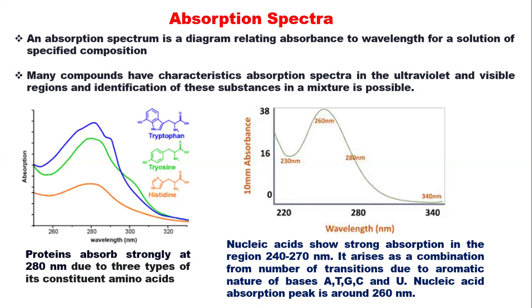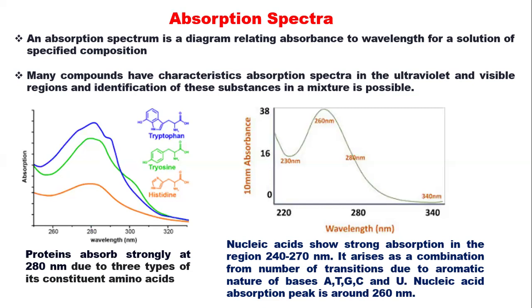It's not all compounds or all substances that have characteristic absorption. So we discussed proteins. We said they can absorb light strongly and they have an absorption maxima at a region of 280 nanometer due to the aromatic amino acids that are found in the protein. And so we observe a peak where they strongly absorb at 280 nanometer.